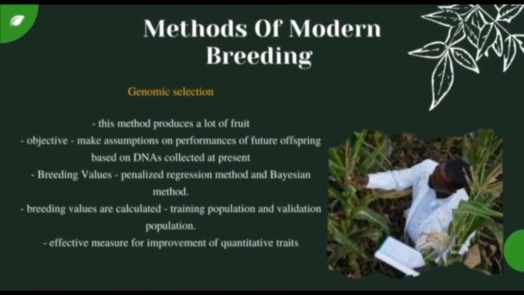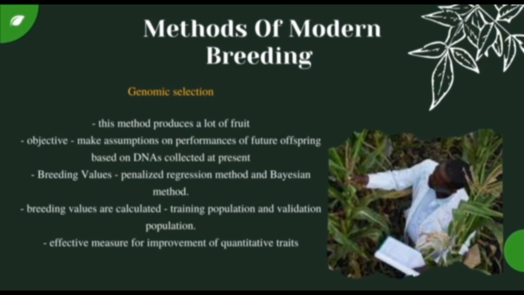Next is the method of modern breeding. Among the methods that are often used is genomic selection. The use of genomic selection can produce a lot of fruit because genomic selection can help in increasing grain yield in a shorter time. Among the objectives of this method is to make an assumption on the performance of future offspring based on DNA.